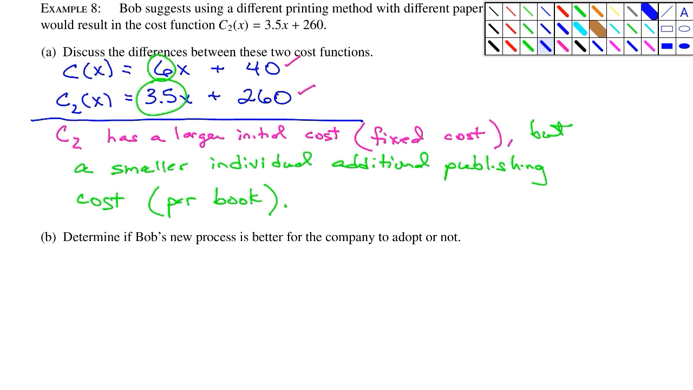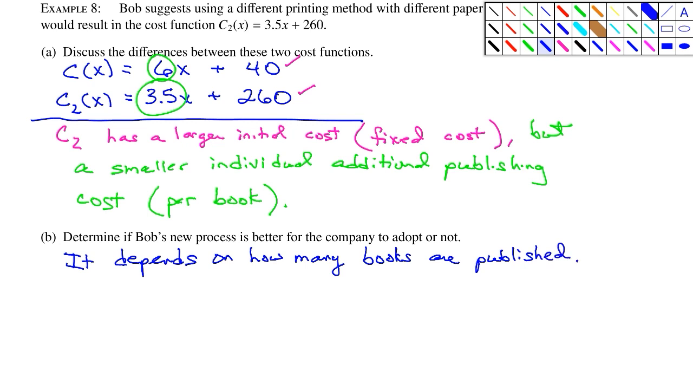All right, so hopefully you had time to work that out. And the answer, unfortunately, is, well, it depends. And what does it depend on? It depends on how many books are published. So one function is better for one situation, and the other process is better in another situation. So now your boss is going to want to know, all right, well, which one is which? How am I going to know?